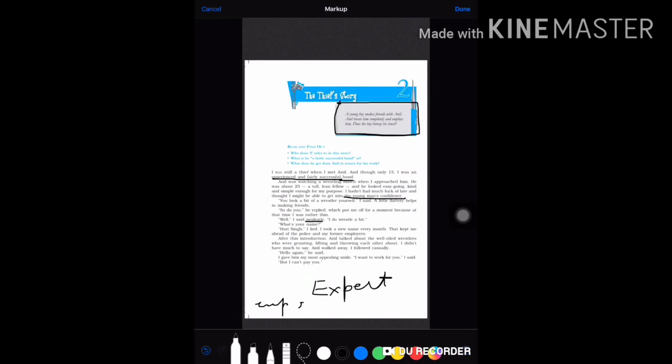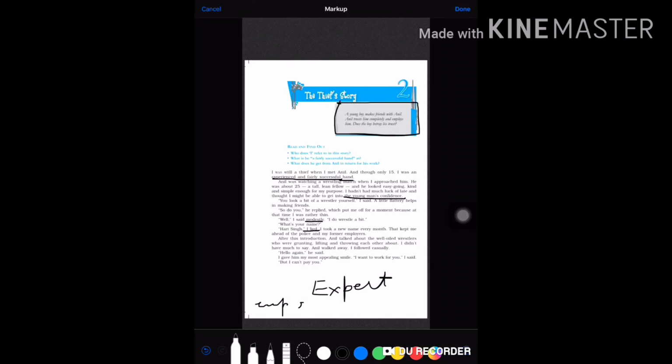He asked. "Hari Singh." I lied. Means my name was something else, but I replied, I lied to him, Hari Singh. I took a new name every month. Why? Because basically he was a thief, and he wanted to conceal, to hide his reality, his identity. Right? That kept me ahead of the police and my former employers. It was my job to ditch, to deceive my employers. I worked somewhere, I stole something from there, I ran off, and police could not trace me because I often changed my name, my identity.